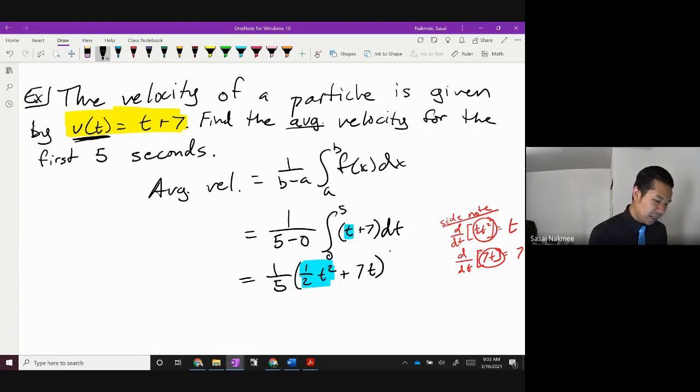This, of course, is being evaluated from 0 to 5. And I got asked this in my last period, fourth period yesterday. You guys also okay with this right here? This line right here?